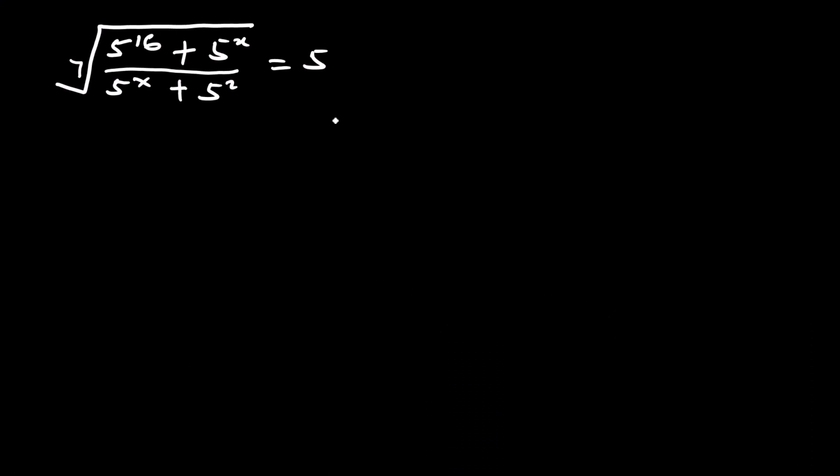Okay, so the first thing to do here is to remove this root sign. Now, in case you have, let's say, root x equals 5, to remove the root sign you have to square both sides in order to get rid of the square root here.